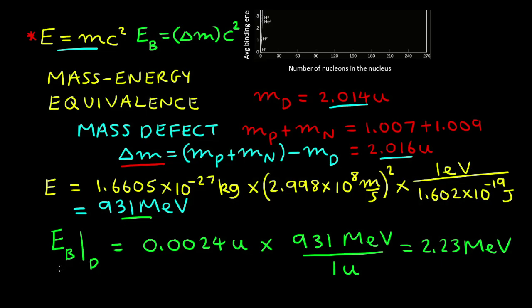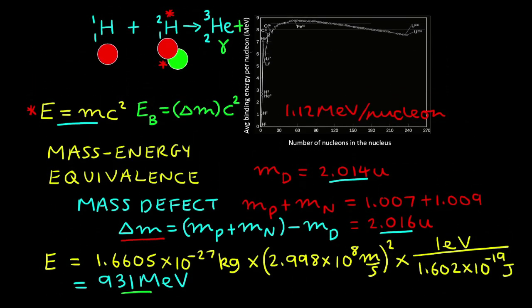And therefore, if we want the binding energy per nucleon, we have two nucleons in a deuteron, so that was one proton plus one neutron. So that gives 1.12 mega electron volts per nucleon, which is a lot larger than their ionization energy.